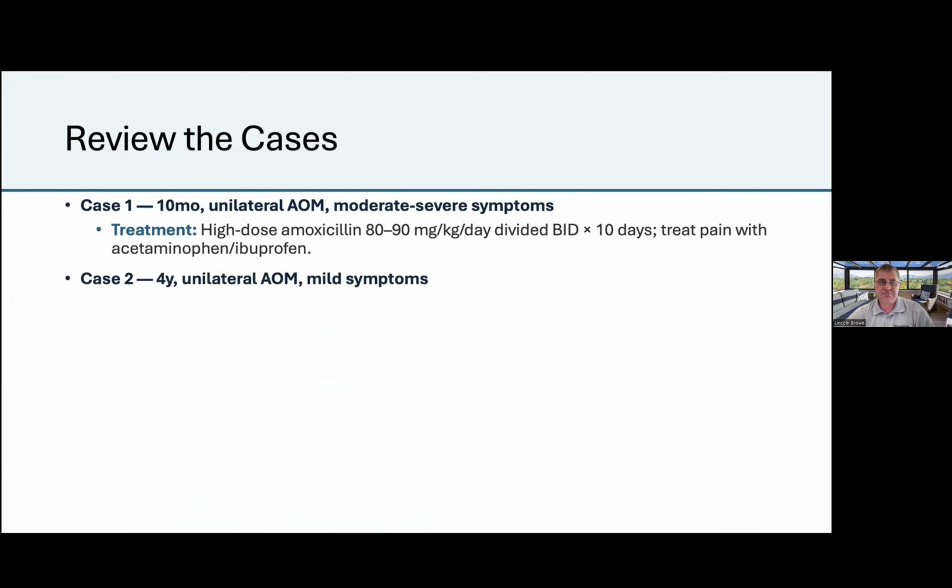What about our 4-year-old? Unilateral and mild symptoms. Feel free to chime in out loud or in the chat what you would do with these people. Personally, I'm doing a wait and see approach for this patient. I'm going to probably give the parents a prescription for amoxicillin, but tell them not to start it unless things are getting worse over the next couple of days.